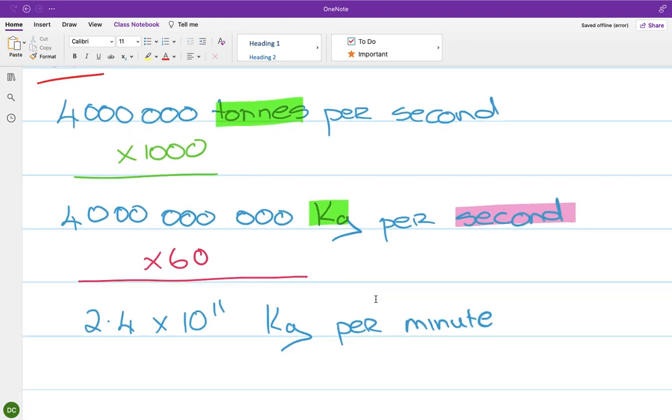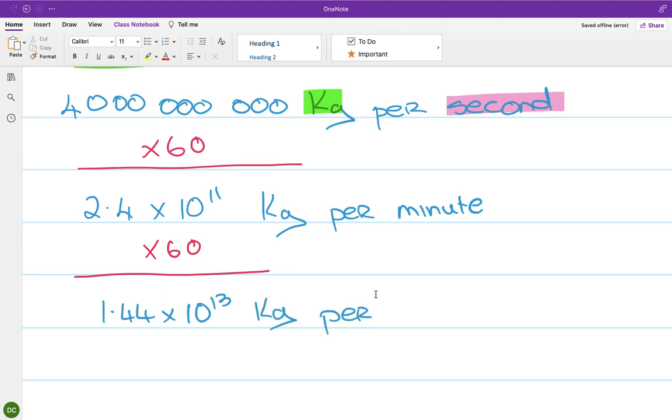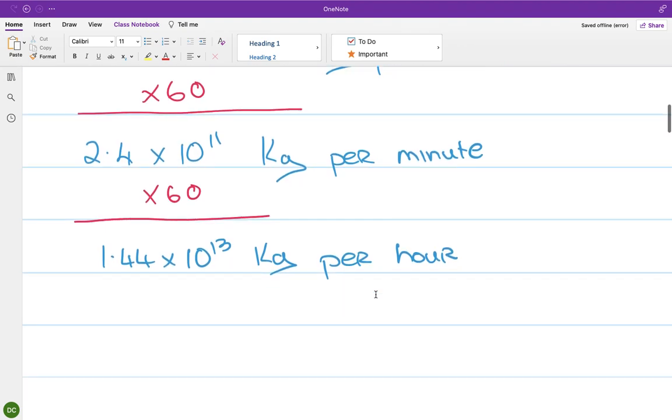All right, then we go again, and we want to get minutes to hours. So it's 60 again. That is 1.44 by 10 to the 13 kilograms per hour. The next one up is days, and there's 24 hours in a day. So we'll multiply by 24. So that is 3.456 by 10 to the 14 kilograms per day.